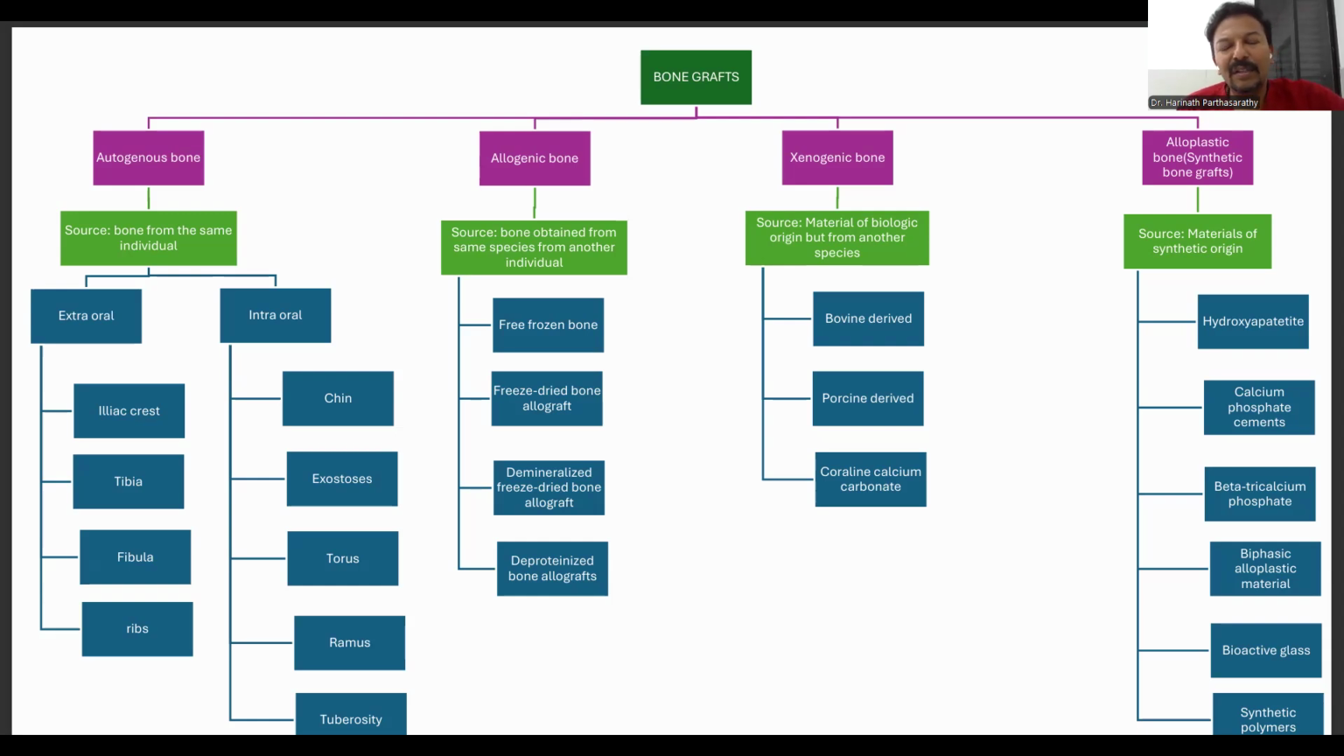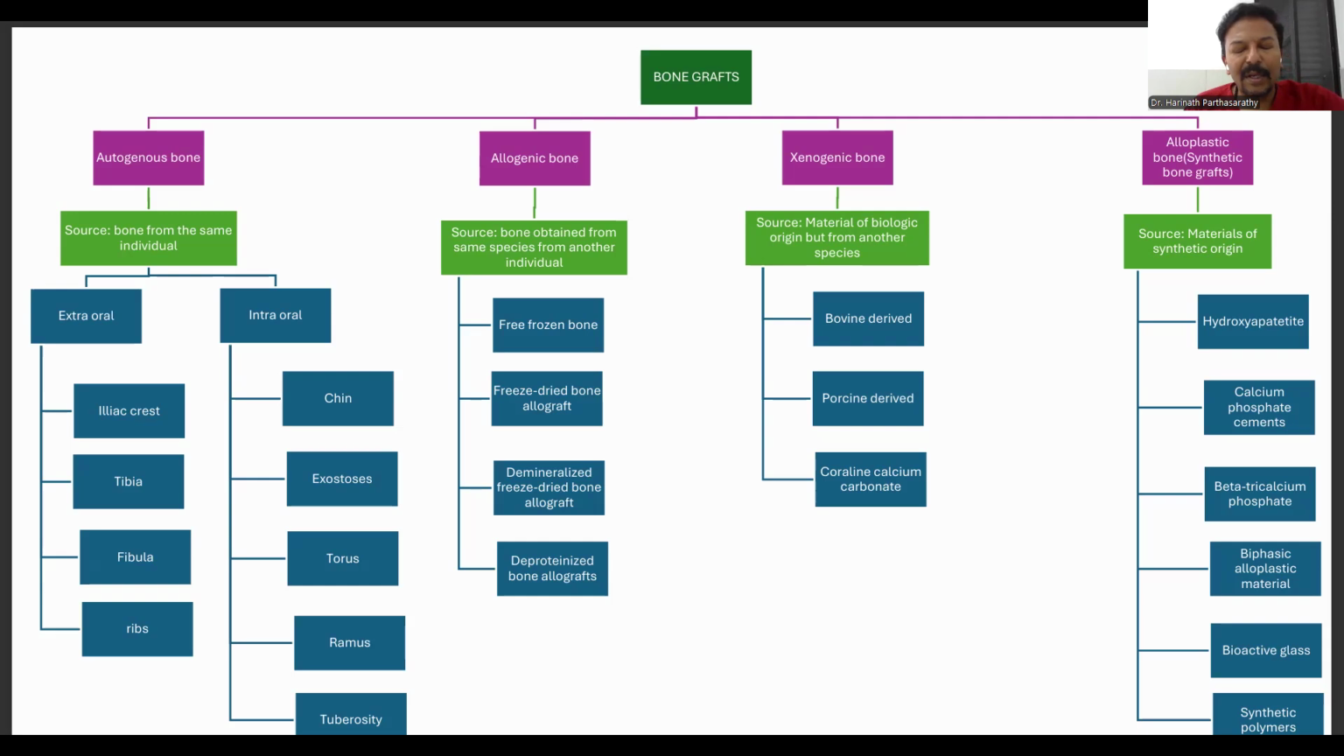The biggest advantage with this allogenic bone is that it is almost similar to your native bone. It's from the same species, but a different individual, so it's almost the same bone. The only problem is infection transmission, if at all. I don't think there is any possibility of such things happening in the present scenario, because we have come a long way in terms of manufacturing and processing of all these allogenic grafts.